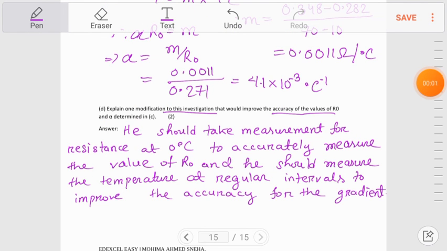So with this, our question number 5D ends, and also the entire paper for Physics Unit 3, January 2021.